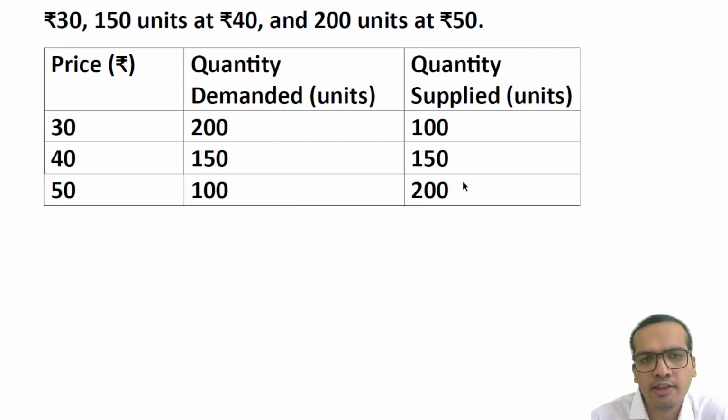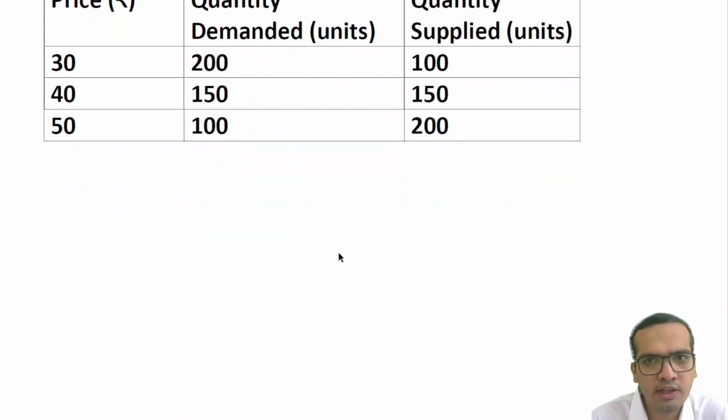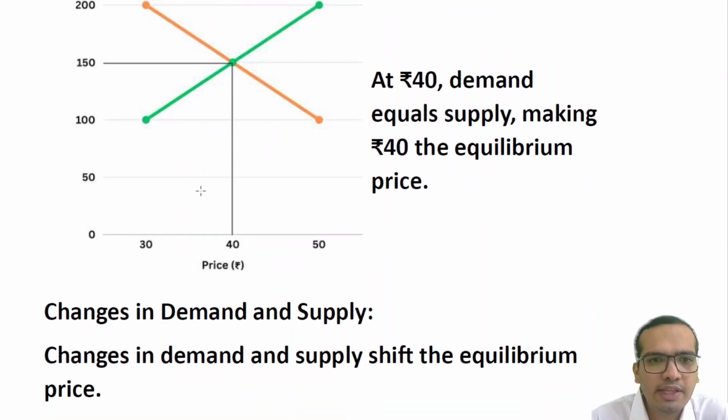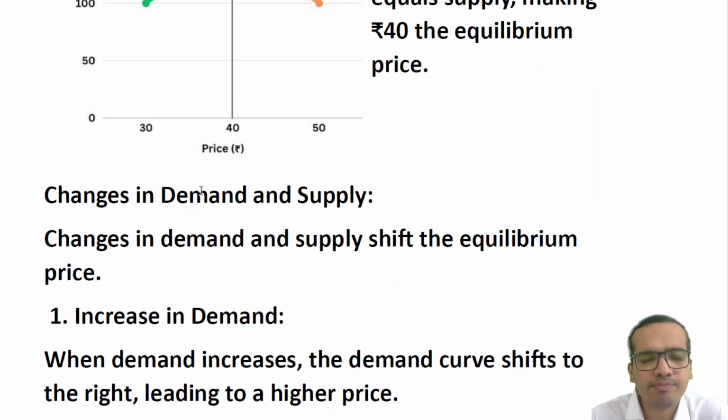And like the earlier video, I have visualized this in a graphical way. So here we have the prices 30, 40, 50, and this is the equilibrium price where demand equals supply, this center point. At rupees 40 demand equals supply, making rupees 40 the equilibrium price, means the center price.